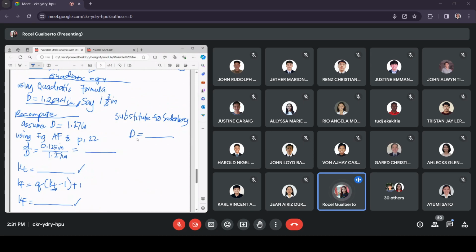Okay, you look at this diameter. If it is the same as 1 and 3/8, then that would be your answer. Therefore, use diameter equal to 1 and 3/8 of an inch. I think this will be the same. 1 and 3/8 of an inch. Okay, pakikuha nyo lang what is the computed value. It is almost the same as 1.27.